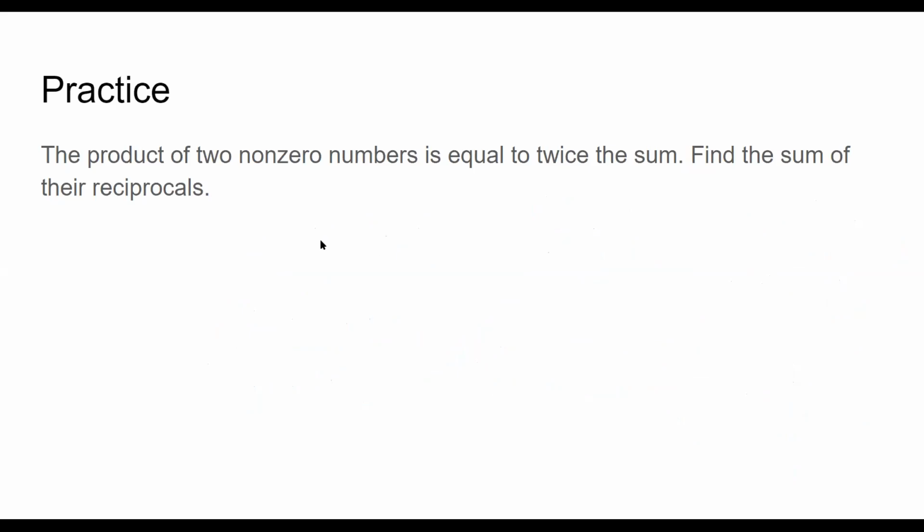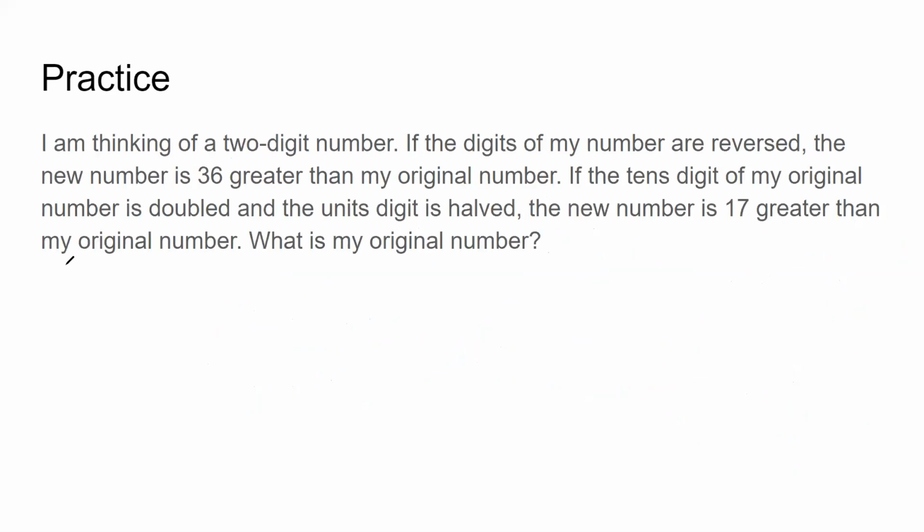Okay, here's a fun question. I'm thinking of a 2-digit number. If the digits of my number are reversed, the new number is 36 greater than my original number. If the tens digit of my original number is doubled and the units digit is halved, the new number is 17 greater than my original number. What is my original number?